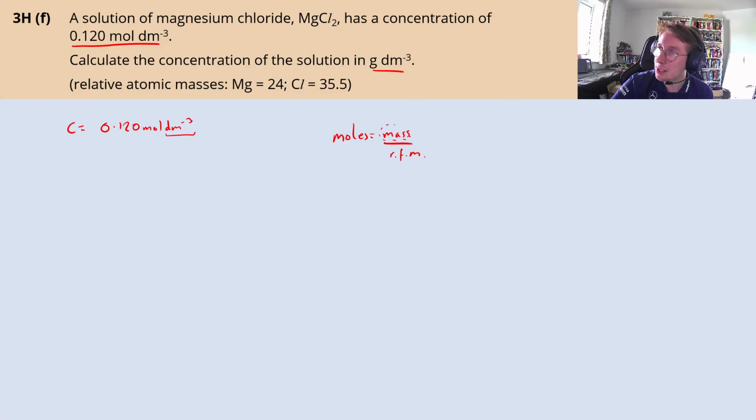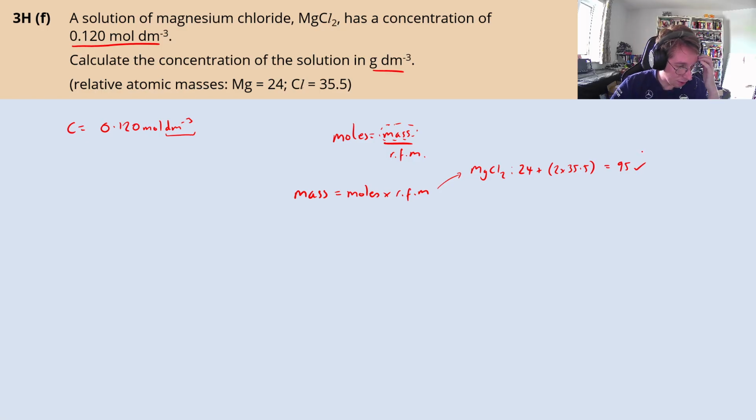So we're trying to find the mass, so we need to rearrange this equation. We're going to do that exactly as we did before. Mass is equal to moles times the relative formula mass. We need to find the relative formula mass for MgCl2. So we're going to do that very quickly. For magnesium, it's got a relative atomic mass of 24. Chlorine is 35.5, but there are 2 of them, so it's 2 lots of 35.5. If we do that, we get an answer of 95.